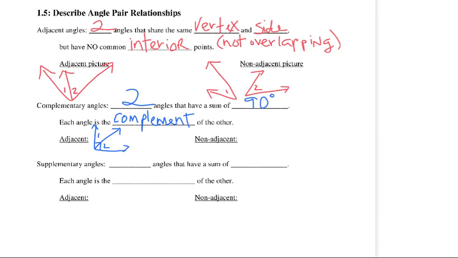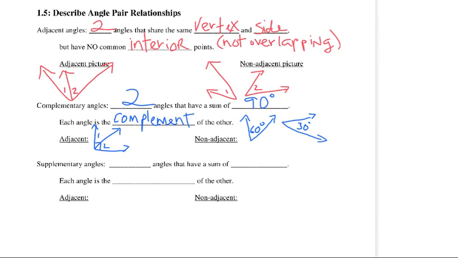So here's my picture of non-adjacent complementary angles. And you can see that the 60 and the 30 degrees add up to be 90 degrees. So they are complementary, and they are a complement to each other. But they do not share a vertex and they do not share a side.